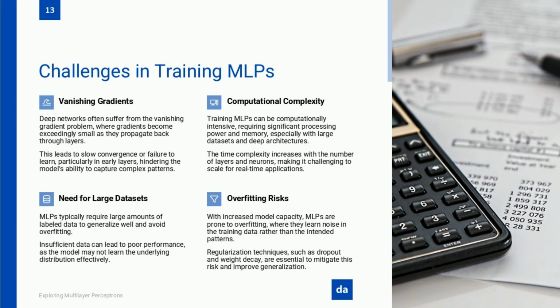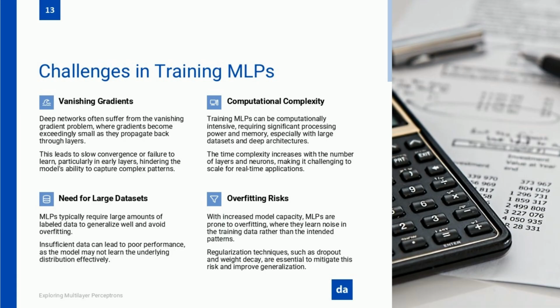Speaking of overfitting, that brings us to the next problem, generalization. Just because an MLP performs well on training data doesn't mean it will do well on new data. If the model learns too many details from the training set, it won't be flexible enough to handle unseen examples. That's why we use regularization techniques like dropout, L2 regularization, and early stopping to keep the model from becoming too specialized.